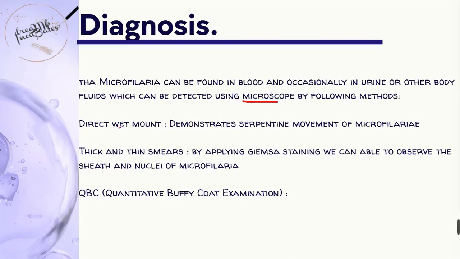Diagnosis is done in order to detect the parasite. Microscopic observations such as direct wet mount or Giemsa staining are done by making thick or thin smears from the infected samples. Also, quantitative buffy coat examination is done.